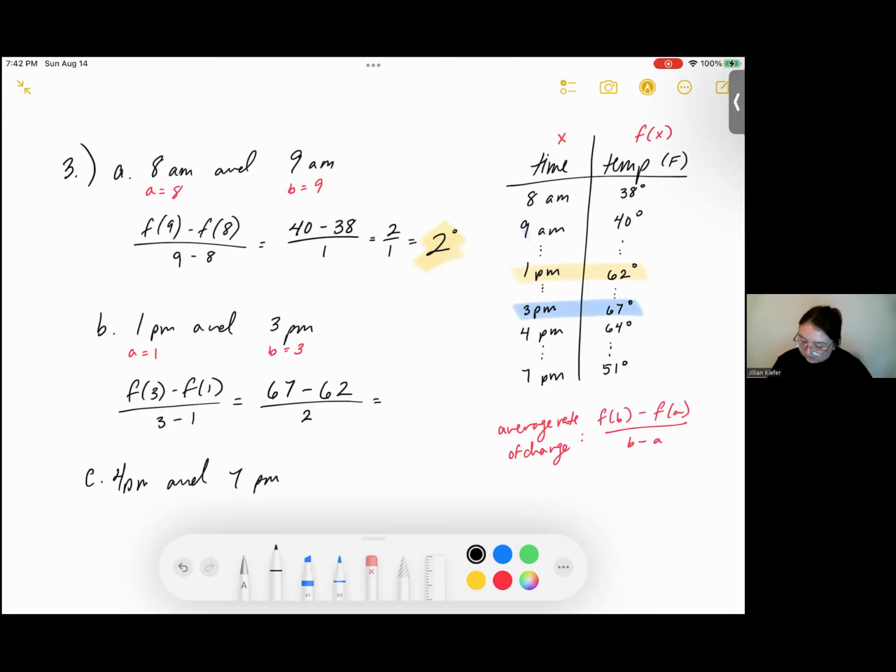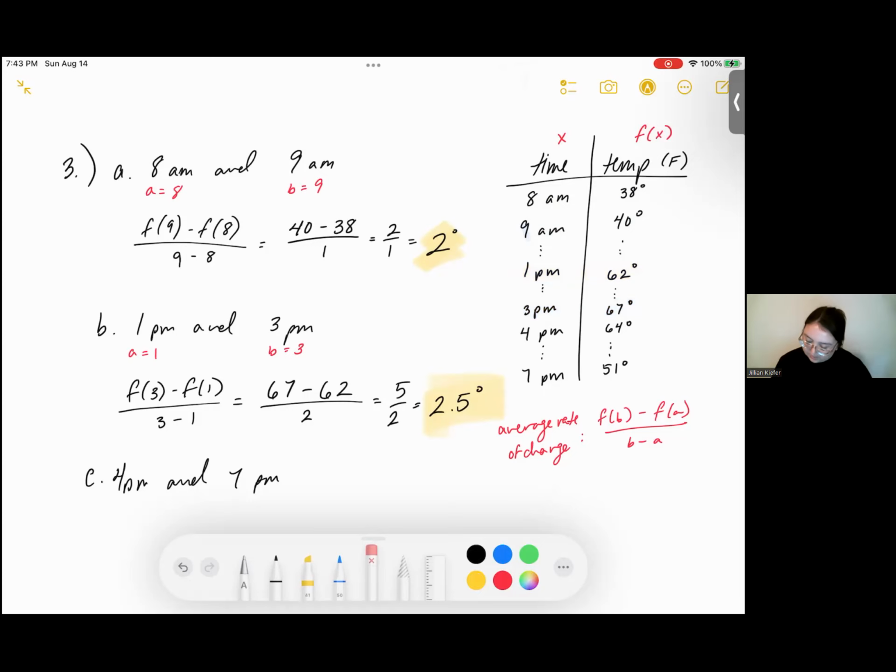67 minus 62 is 5. And then we have 5 over 2. You can leave it as 5 over 2, or you can calculate its decimal value, which is 2.5. So that is our average rate of change between the times 1 and 3. We have a positive 2.5 degrees.